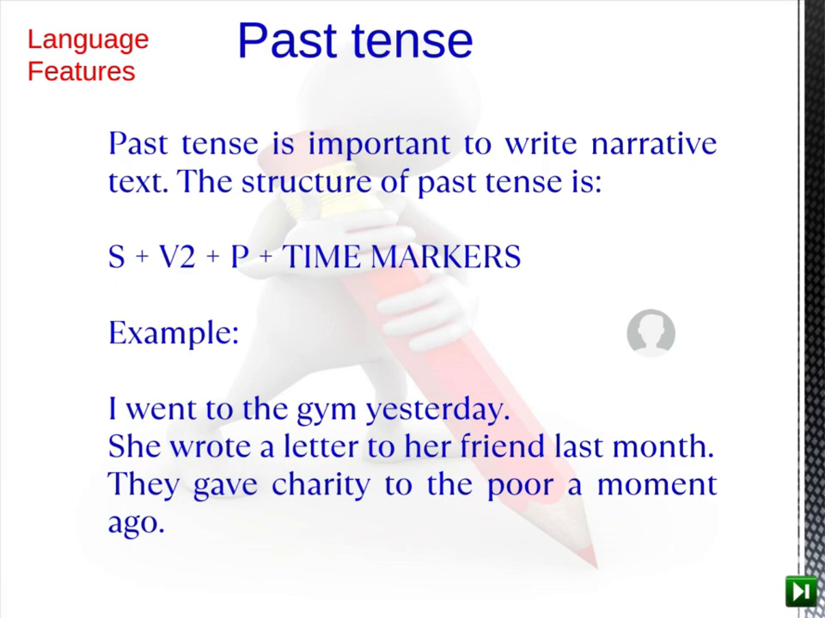Everybody, let's have a little bit of discussion about past tense. Past tense is important to write narrative text. The structure of past tense is subject plus verb two plus object if it exists and plus time markers. Examples: I went to the gym yesterday. She wrote a letter to her friend last month. They gave charity to the poor a moment ago.